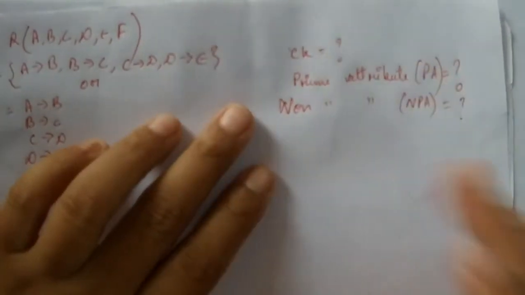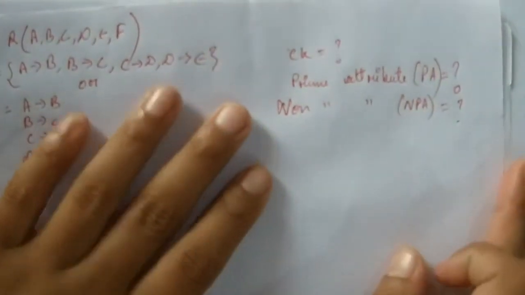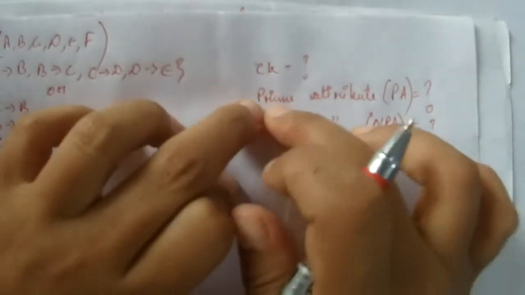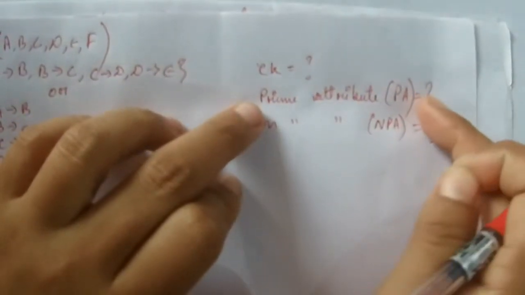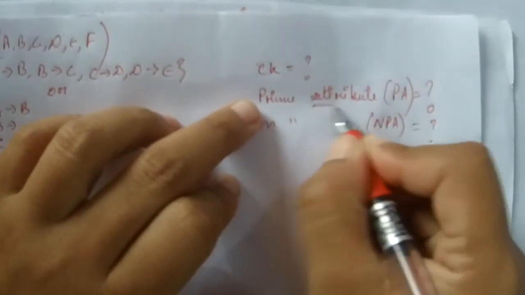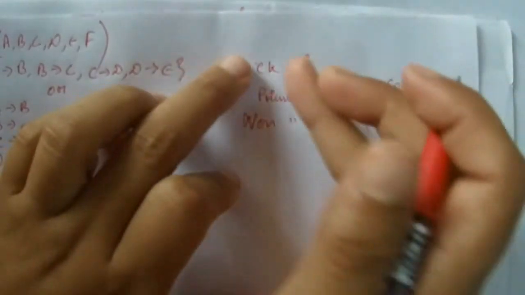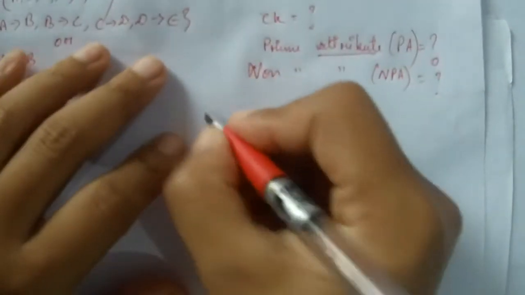So in this question we have to find the candidate key, prime attribute and non-prime attribute. Okay, so what is a prime attribute? Prime attributes are those attributes which help to form a candidate key. Okay, let me write it here.